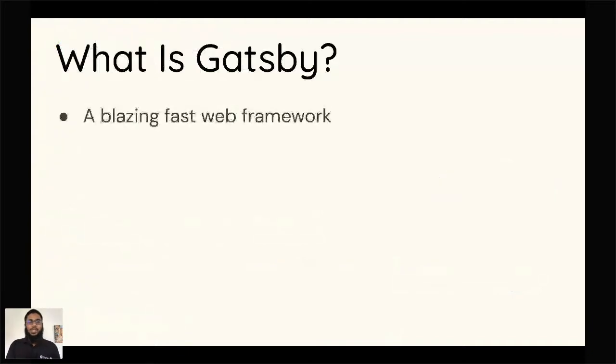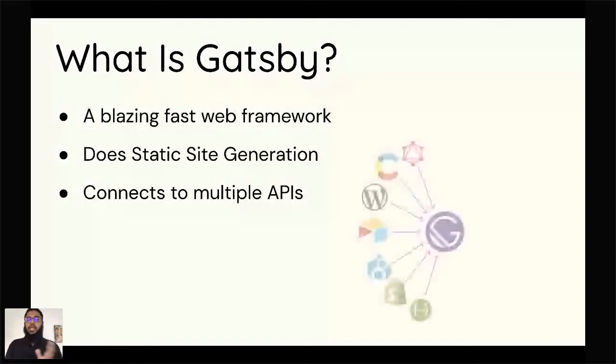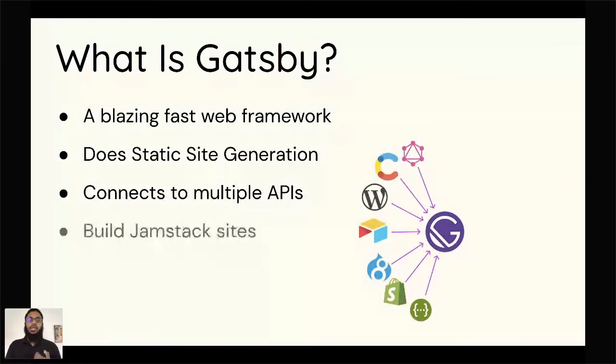So let's talk about what Gatsby is. It's a blazing fast web framework. It also does static site generation. It connects to multiple APIs, like we discussed a few slides ago. It can be any types of APIs, WordPress or Contentful or GraphQL, Airtable, and so on. The list goes on. Shopify, WooCommerce, and it goes on and on and on.